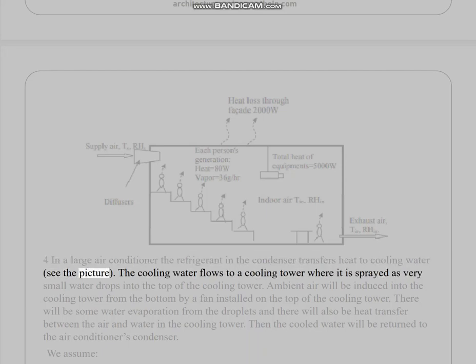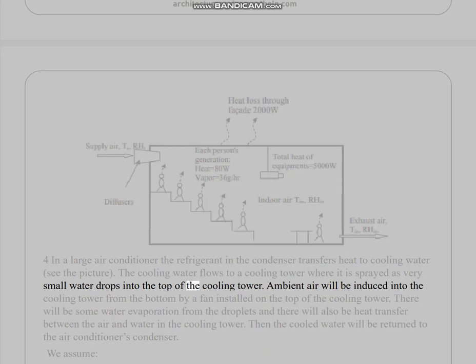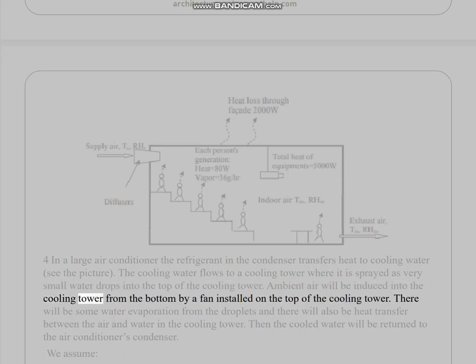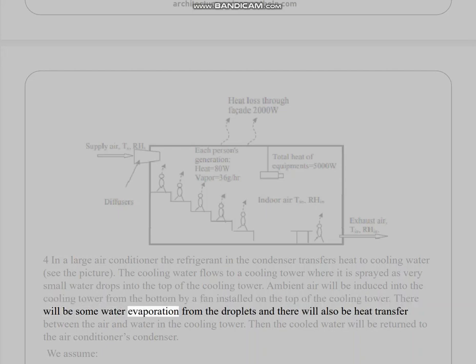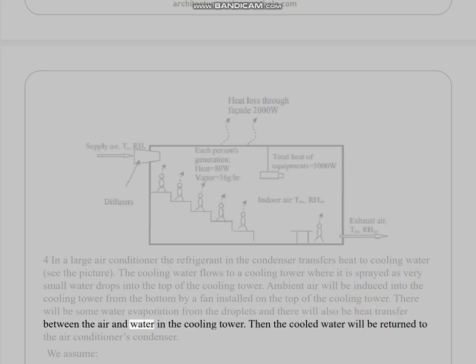In a large air conditioner, the refrigerant in the condenser transfers heat to cooling water, see the picture. The cooling water flows to a cooling tower where it is sprayed as very small water drops into the top of the cooling tower. Ambient air will be induced into the cooling tower from the bottom by a fan installed on the top of the cooling tower. There will be some water evaporation from the droplets, and there will also be heat transfer between the air and water in the cooling tower. Then the cooled water will be returned to the air conditioner's condenser.